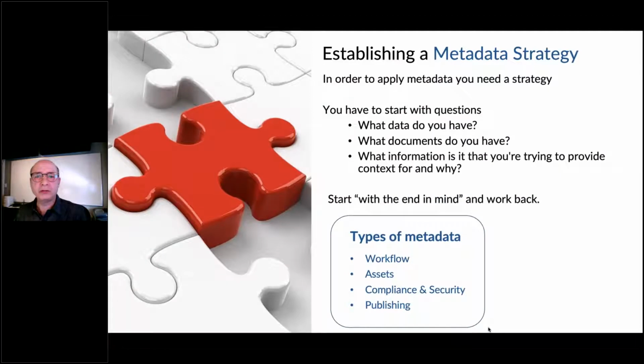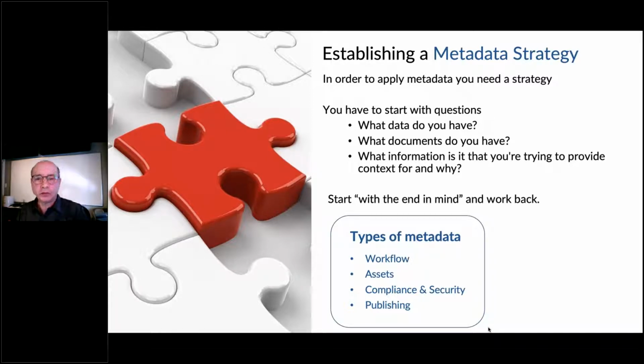So you have to establish a metadata strategy. You can't apply it willy-nilly. It has to be consistent across all of the realms where you're applying it. Like when you're applying structure to the information, you have to have a strategy. And you start with similar questions. What data do you have? Why have you collected it? When did you collect it? Are you looking at documents? Do you need to find completed documents, whatever that means? Are you trying to provide information? Who are you trying to provide the information to? When in the life cycle?